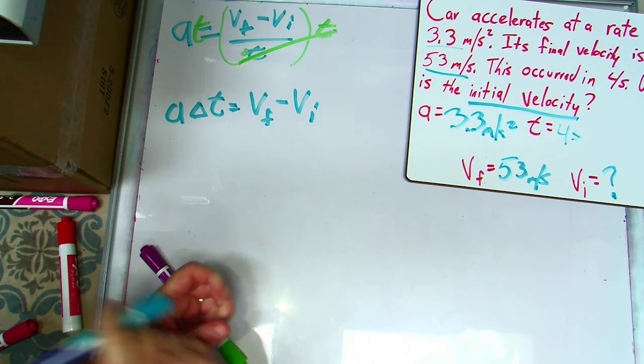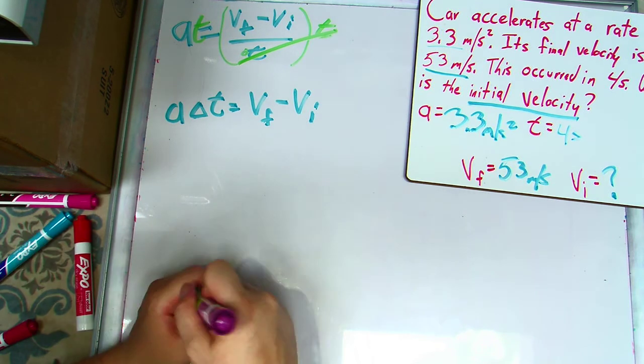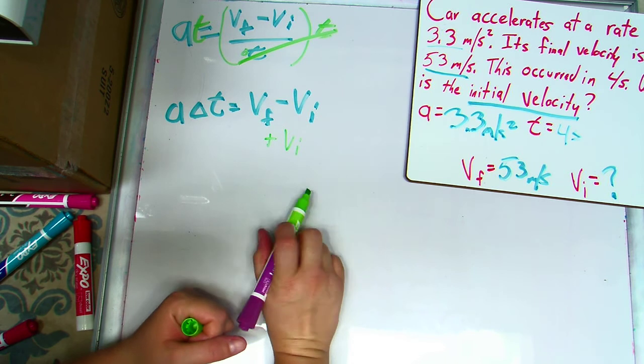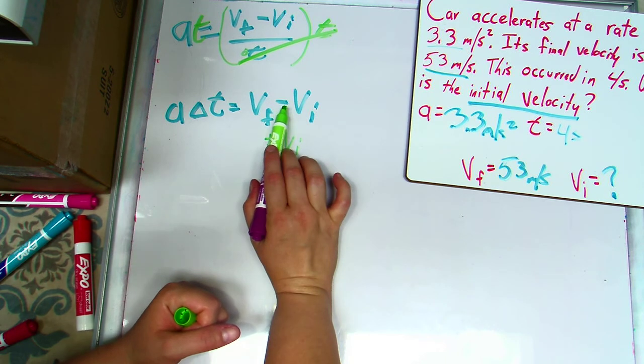All right. What I'm going to do is add VI to both sides. Yes, I know I'm solving for it, but I don't really like the fact that it's minus because that would make it negative.